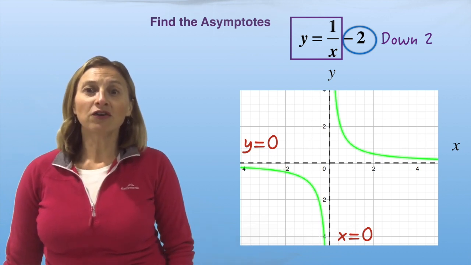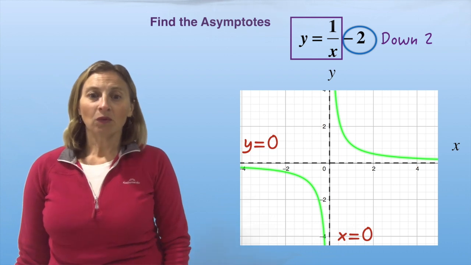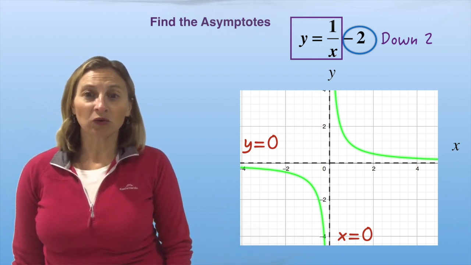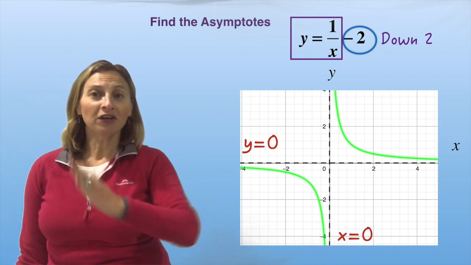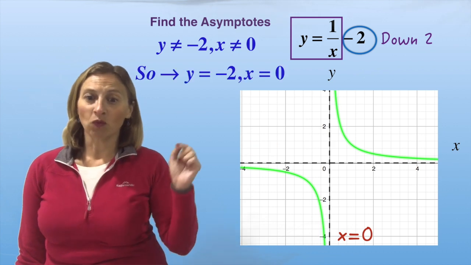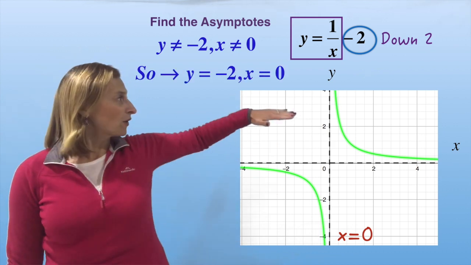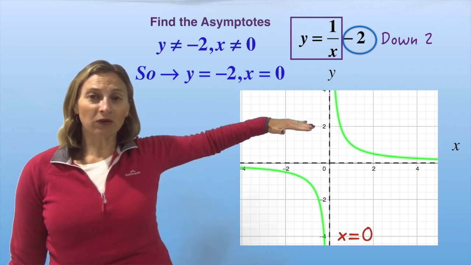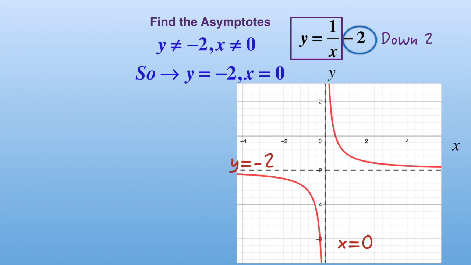Now we need to find our new asymptotes. So what do we know? We know that y can't equal minus 2 because the whole graph goes down 2. And we know that x can't equal 0. So our asymptotes are going to be y equals minus 2 and x equals 0. So we've got our whole graph, y equals 1 on x, and it's gone down 2. And label your new asymptotes.